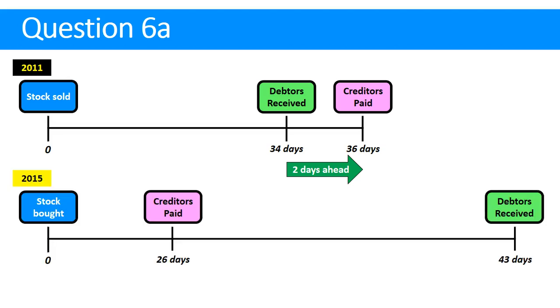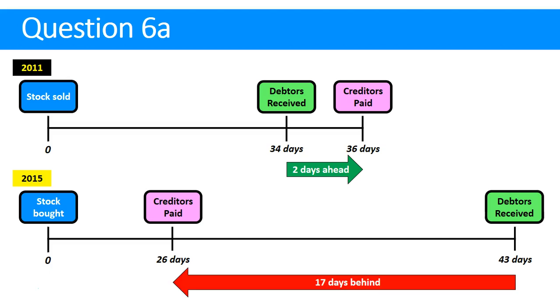The problem in 2015 is it's the opposite. We're now not getting that money from selling stock for 43 days, but we're paying for it in 26 days. We're effectively 17 days behind. We're paying our creditors back for the stock, but not getting the money from selling that stock for another 17 days. So how are we paying them? We must be either borrowing money or selling non-current assets, neither of which is a good option.